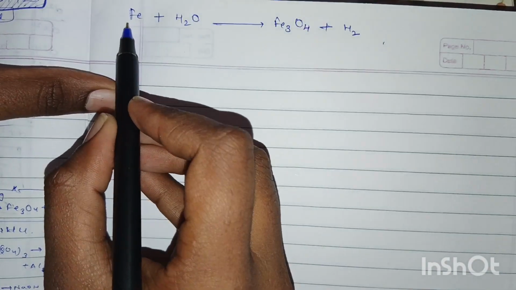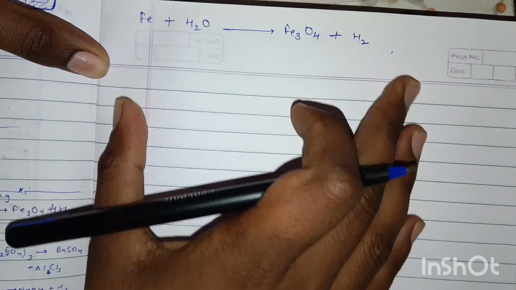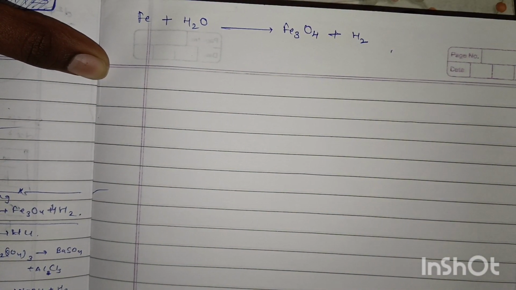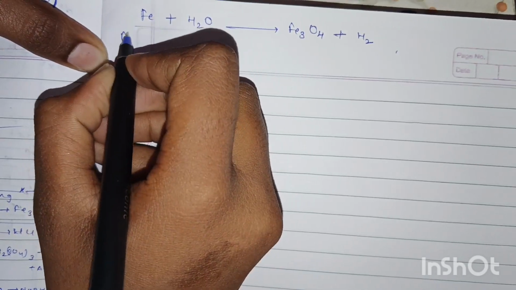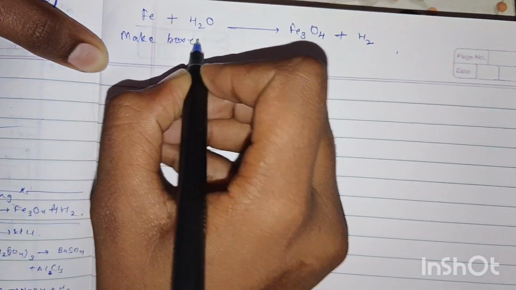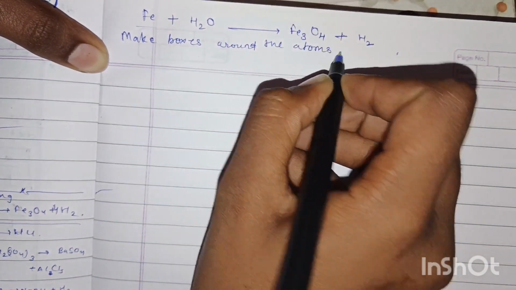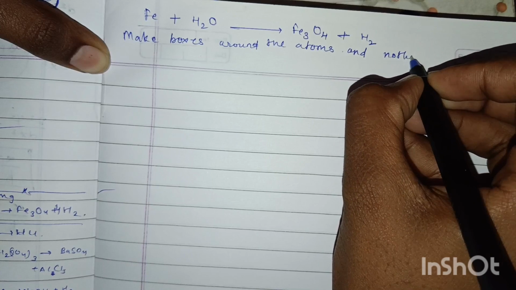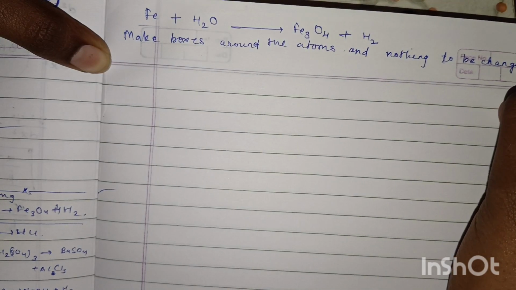Okay, so first we will put boxes. Step 1 is making boxes. Now I will not write all the forms, I will just balance, because what has to be written in different steps you can see from the book as well, and that will guide you properly. So first is making boxes around the atoms, and again the precaution is that nothing is to be changed inside the box.